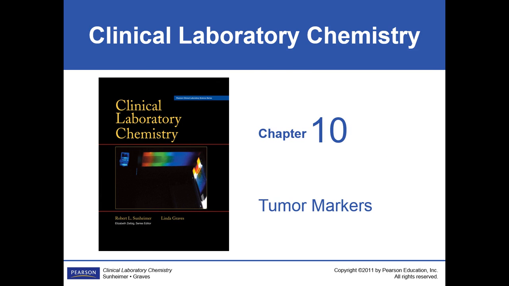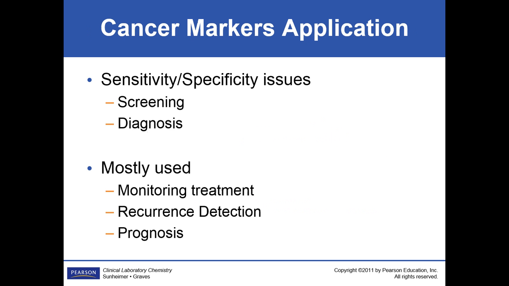Chapter 10, Tumor Markers. We utilize certain elements within the body as markers for indicators of cancer. Due to specificity and sensitivity issues, we don't normally use them for screening or diagnosis, but mostly use them in monitoring treatment to detect if there has been a recurrence and prognosis of the patient's disease.